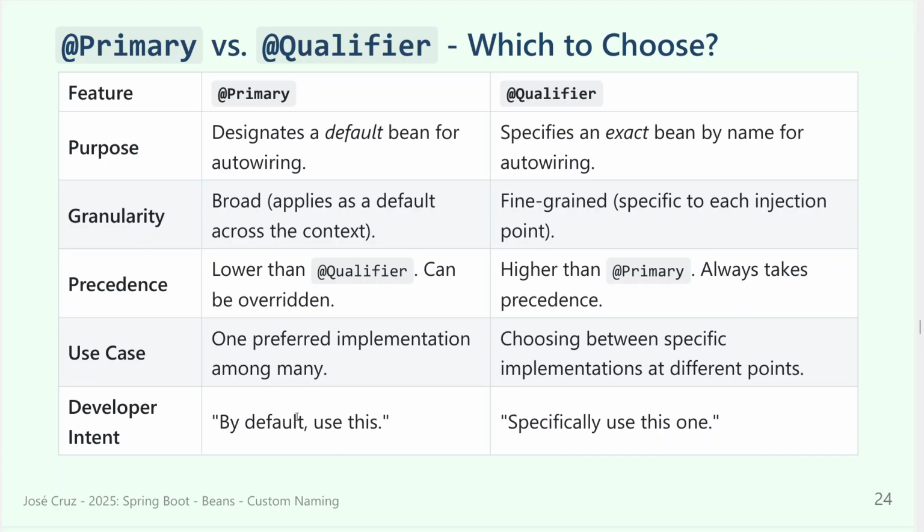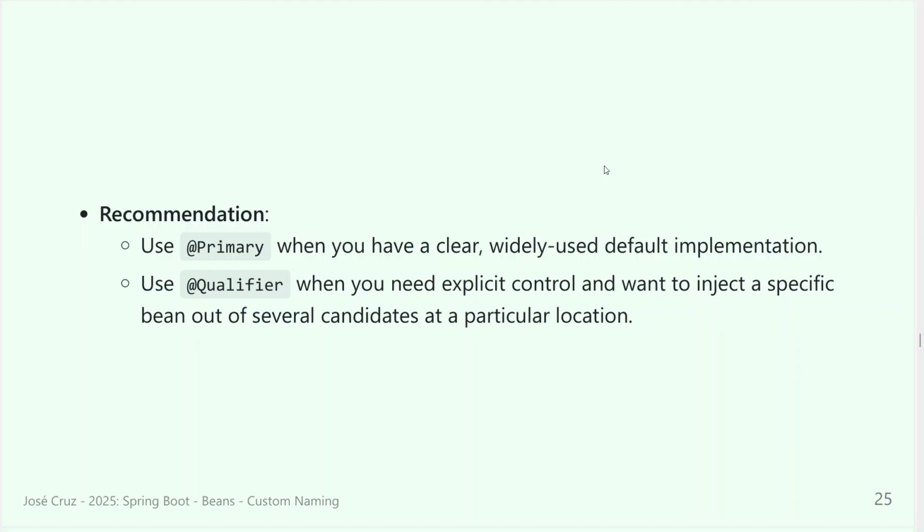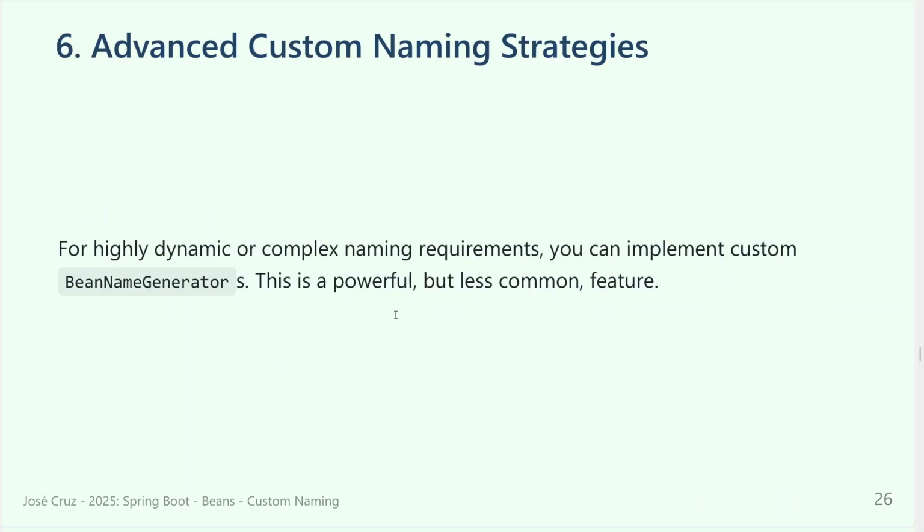If you want to answer this question, it's primary. If you want to answer this question, it's qualifier. It's a good tip for you to follow. Recommendation: use primary when you have a clear, widely used default implementation. Use qualifier when you need explicit control, as said before. Okay, advanced custom naming strategies.